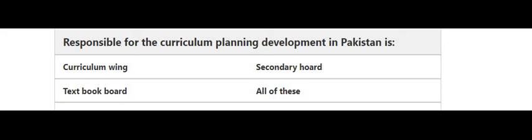Responsible for the curriculum planning and development in Pakistan is: curriculum wing, secondary board, text board, all of these? Correct answer is curriculum wing. It is responsible for the curriculum planning and development in Pakistan.